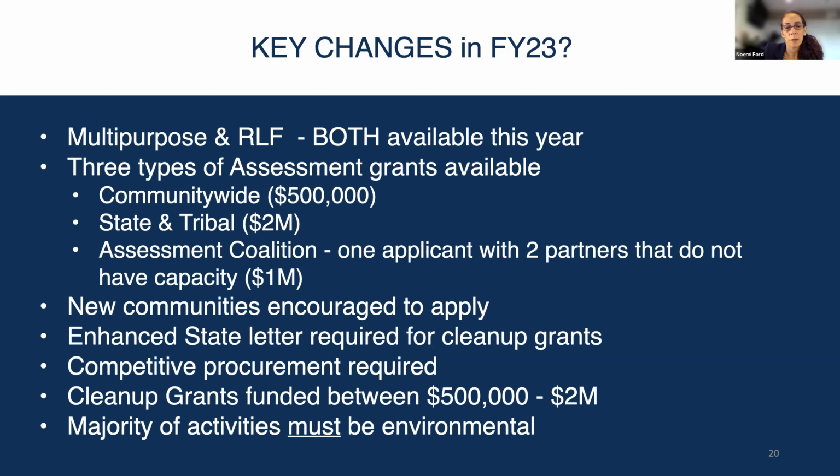And as you also saw from that slide, we have 3 different types of assessment grants available: our community-wide, our state and tribal, and our assessment coalition. Our assessment coalition means there's one applicant with 2 partners that would be joining that one applicant. That applicant needs to be a county, state, or tribe that's applying. And then those other partners cannot have the capacity to manage a grant on their own, and therefore are not able to apply for any of the other resources that I've talked about.